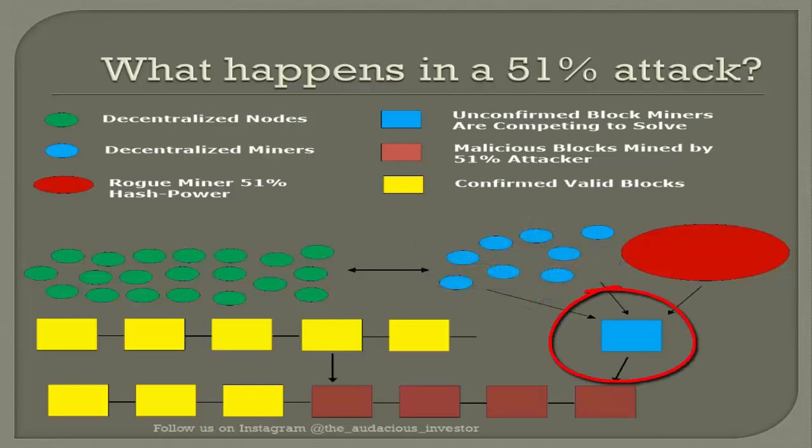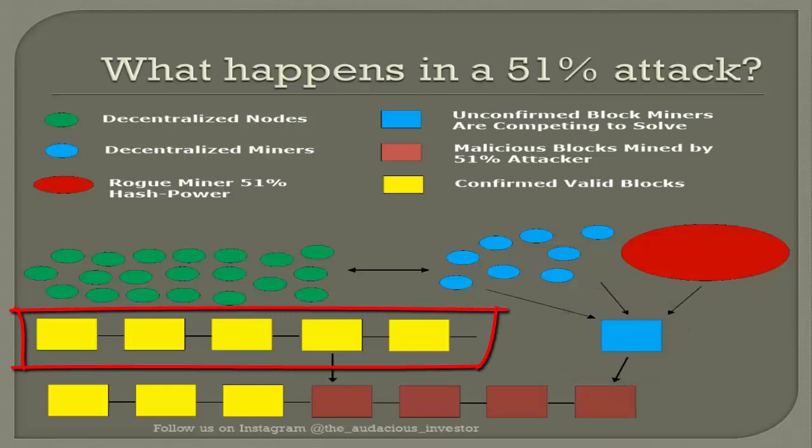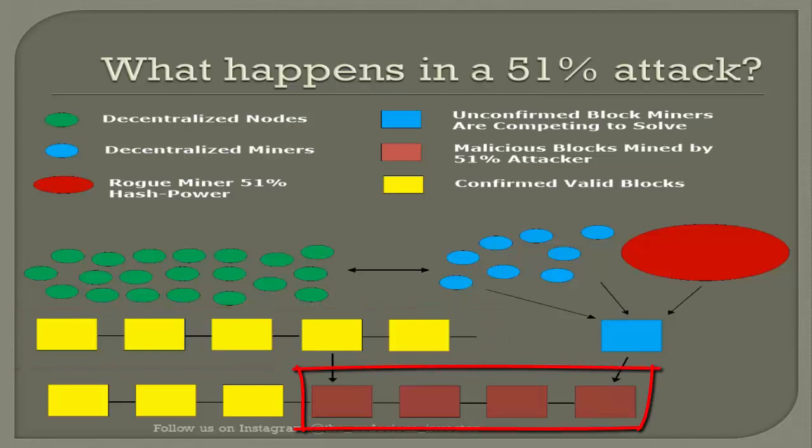Then we have the blue squares, which are the unconfirmed blocks the miners are competing to solve. Then we have the yellow squares, which are the confirmed valid blocks that have already been solved. And then we have the red squares, which are the malicious blocks mined by the 51% attacker.